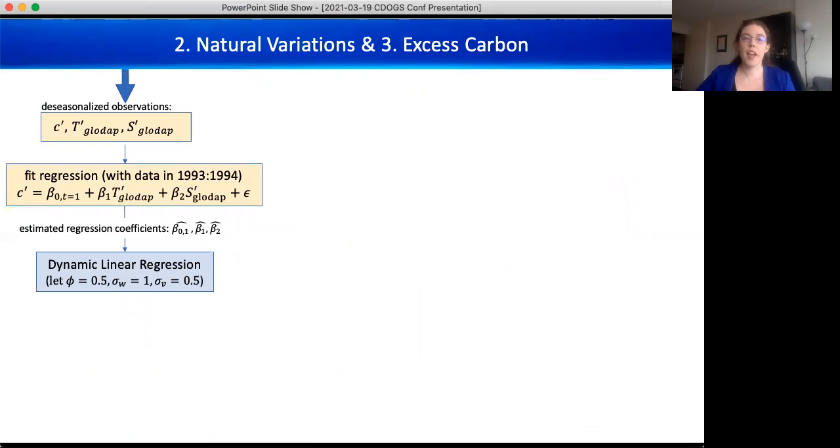Next, we look at carbon's natural variability by fitting a linear regression to the deseasonalized data. We used only the first 2 years because we wanted a relationship that was free from anthropogenic changes. We now use these regression coefficients in dynamic linear regression. With this method, we can have all our coefficients vary over time. However, we purposefully keep constant the relationship with temperature and salinity while allowing the intercept to vary over time. This is so it can account for the excess carbon not explained by temperature and salinity.